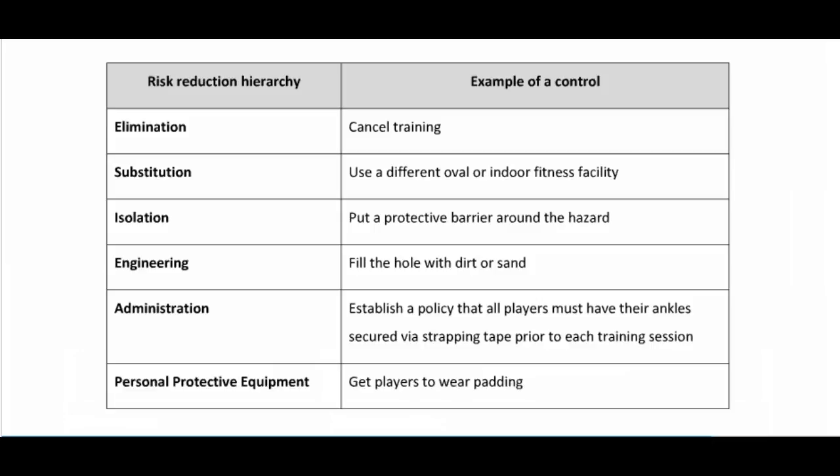Elimination, cancel training. Substitution, use a different oval or indoor fitness facility. Isolation, put a protective barrier around the hazard. Engineering, fill the hole with dirt or sand. Administration, establish a policy that all players must have their ankles secured via strapping tape prior to each training session. Personal protective equipment, get players to wear padding.